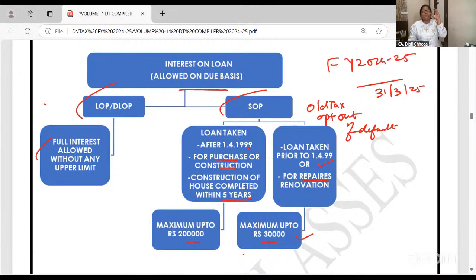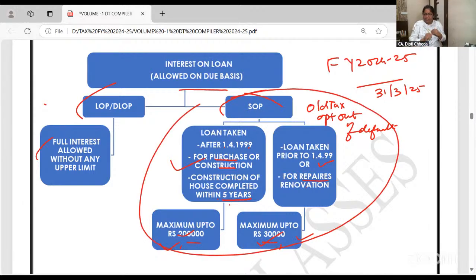Self-occupied property, if you have taken the loan for purchase and construction, 2 lakh. If you have taken the loan for repairs and renovation, today also 30,000. If you have taken the loan after 1-4-99 and construction is completed in 5 years, 2 lakh. If the loan is taken before 1-4-99, only 30,000. To twist, they will give 33,000 interest and the loan is taken in 1995. Then interest is going to be allowed only 30,000. But this is the case if you have opted out of the default tax regime.